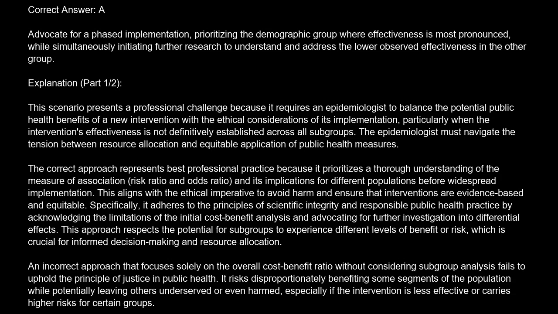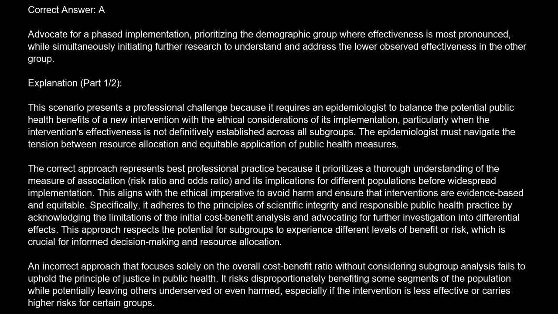Correct answer is A. Advocate for a phased implementation, prioritizing the demographic group where effectiveness is most pronounced, while simultaneously initiating further research to understand and address the lower observed effectiveness in the other group. Explanation. This scenario presents a professional challenge because it requires an epidemiologist to balance the potential public health benefits of a new intervention with the ethical considerations of its implementation, particularly when the intervention's effectiveness is not definitively established across all subgroups.